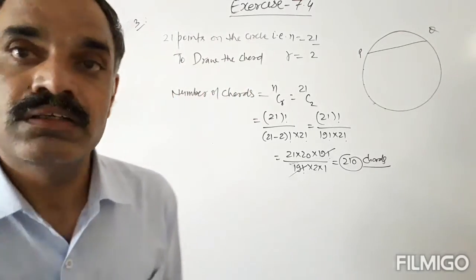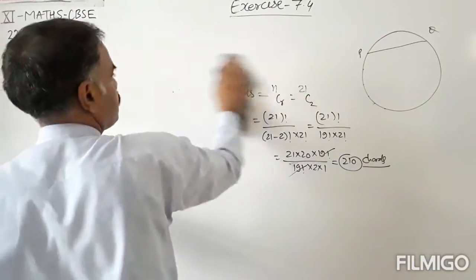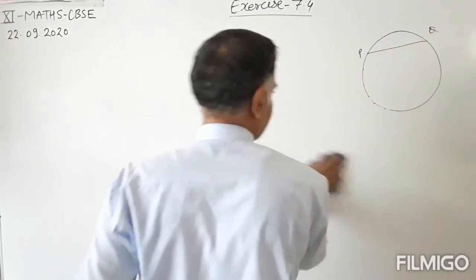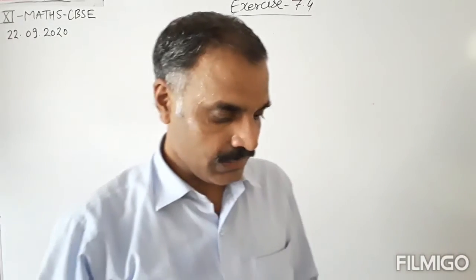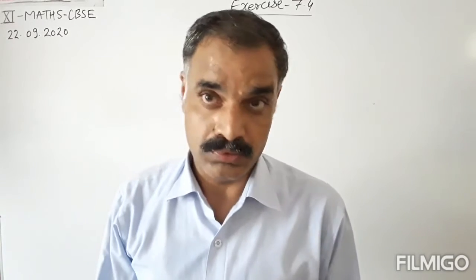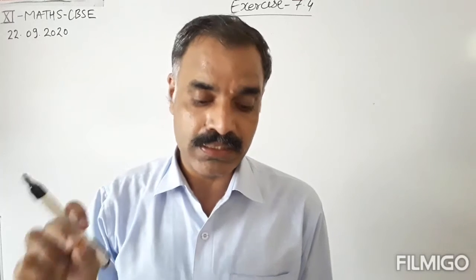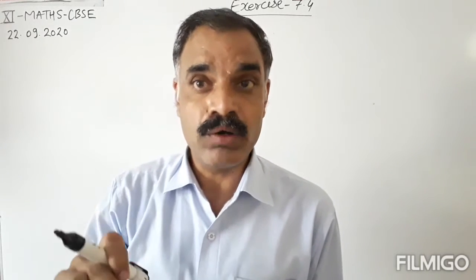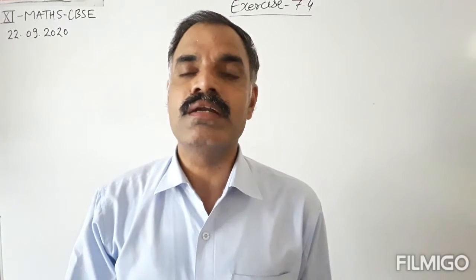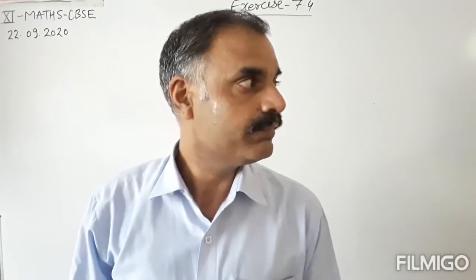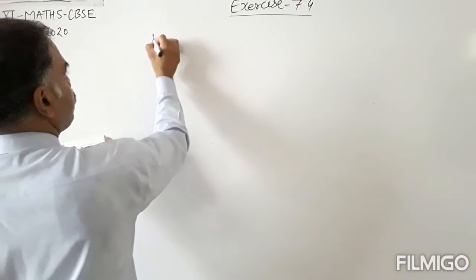Okay. So next question of the exercise 7.4. That is question number 4. Question number 4. In how many ways can a team of 3 boys and 3 girls be selected from 5 boys and 4 girls.